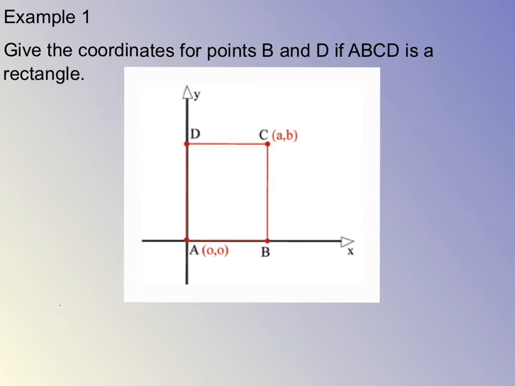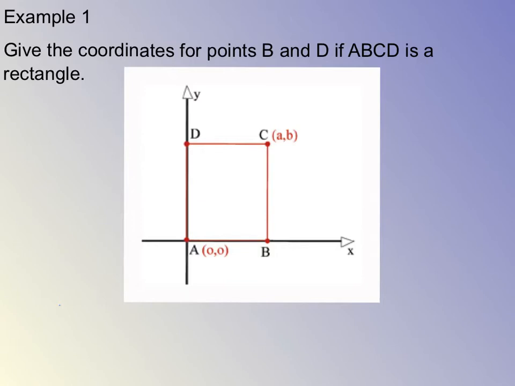But before we take our proofs to the two-column variety, we are going to take a look at just our parallelograms on a coordinate plane. So in this first example, we're given the coordinates for point A and point C, and we're looking for the coordinates of point B and point D.